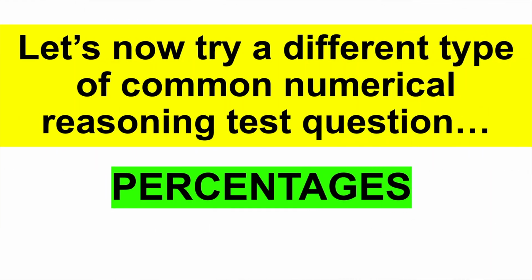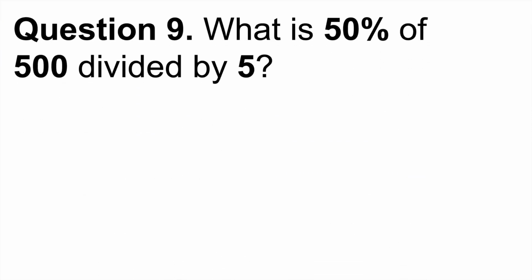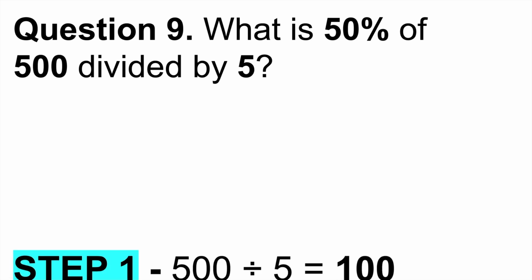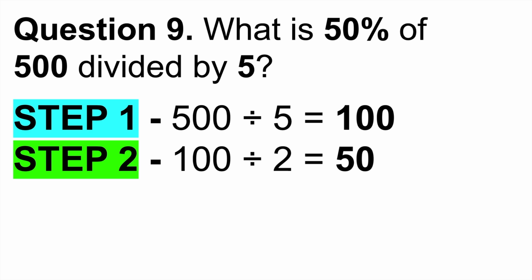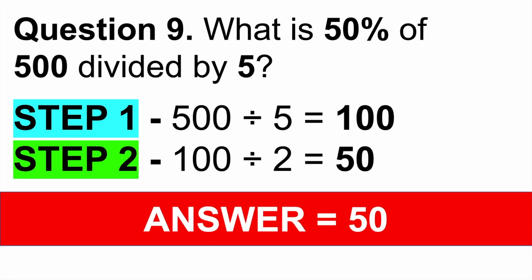Fantastic, well done. Let's now move on. Let's try a different type of common numerical reasoning test question. This one is percentages. Question 9. What is 50% of 500 divided by 5? So step 1, all we need to do is calculate, first of all, 500 divided by 5. That equals 100. And then step 2, we need to calculate 50% of 100. And to do that, we just do a basic calculation of 100 divided by 2 equals 50.